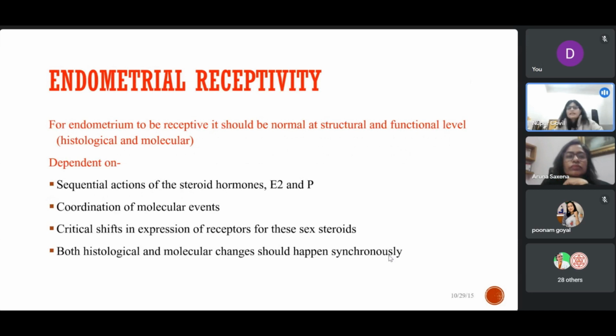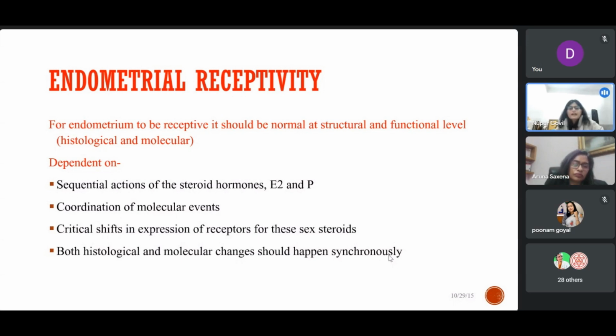So the important thing is what actually decides receptivity. For an endometrium to be receptive, it should be normal at the structural level and also normal at the functional level. And what decides the structure and the function? There are certain histological and molecular markers which have to work together in a coordinated fashion to give it a normal structure and function. It is dependent upon the sequential action of estrogen and progesterone, and there is a coordination of molecular events. They have to happen in a proper chronological manner.